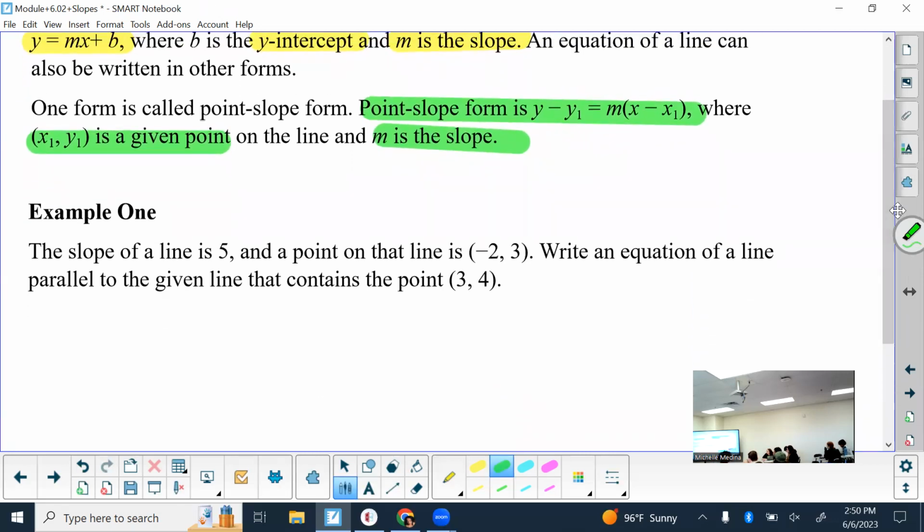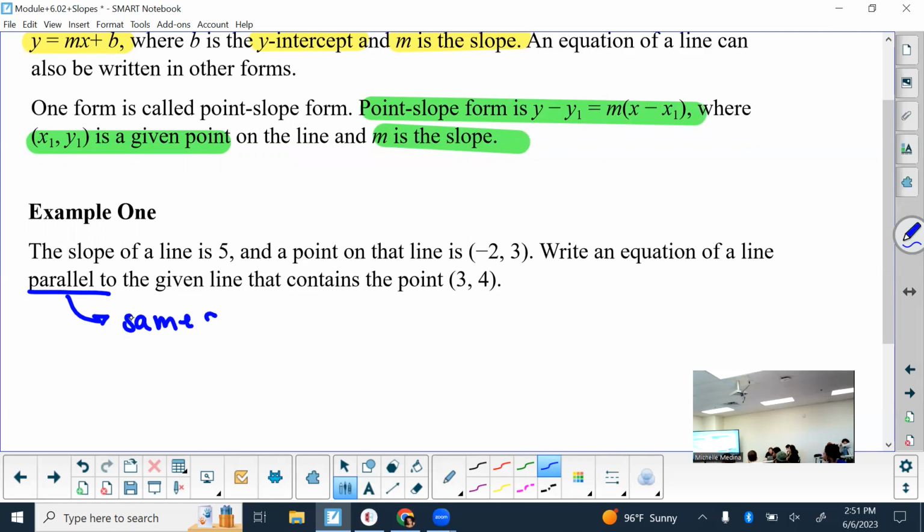So for example, the slope of a line is 5, and a point on the line is (-2, 3). We're going to write an equation of a line parallel to the given line that also contains the point (3, 4). So work smarter, not harder. First, figure out what they want. They want the equation of a line that would be parallel to the first line. So what do we know about parallel lines? They never intersect because of what?